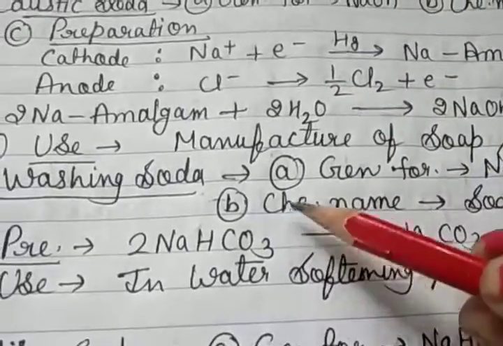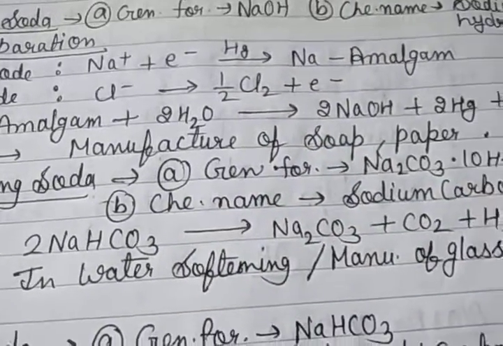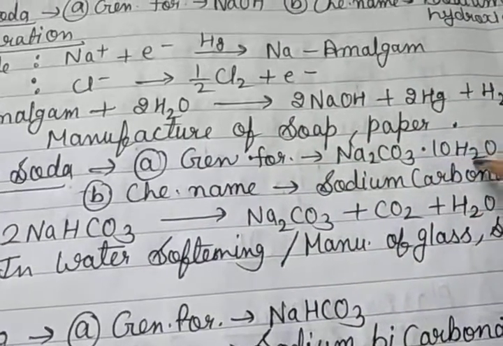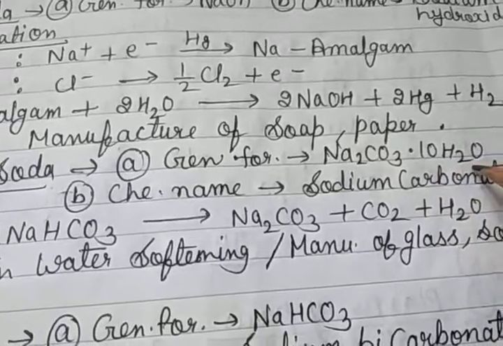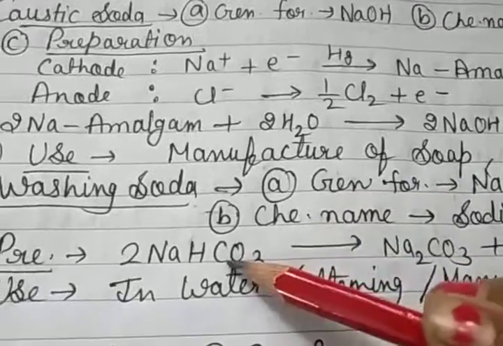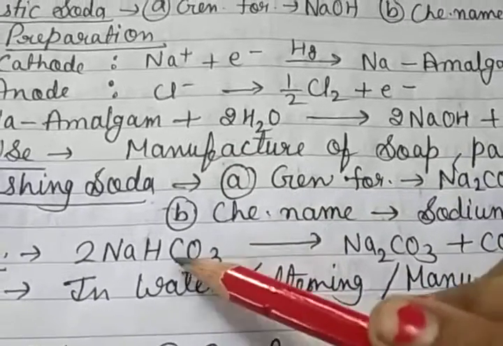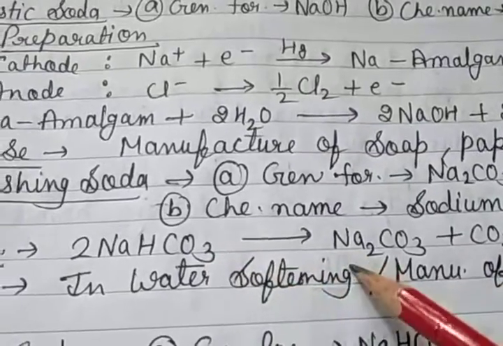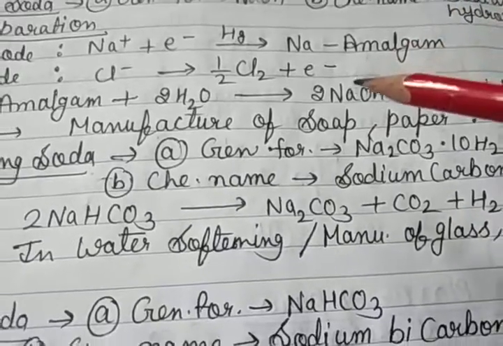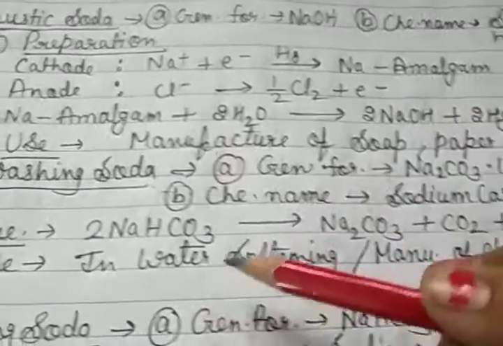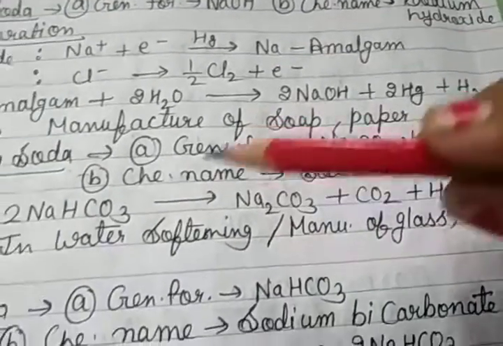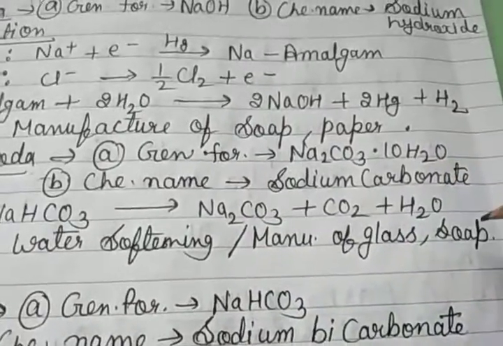Then washing soda. Washing soda general formula is Na2CO3·10H2O, chemical name sodium carbonate decahydrate. Its preparation: sodium bicarbonate NaHCO3 is heated, so Na2CO3, CO2 gas and H2O are obtained. It is used in water softening and manufacture of glass and soap.